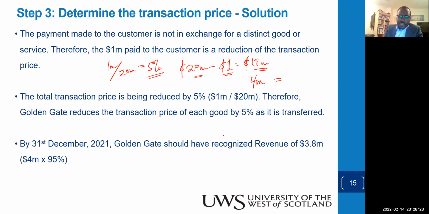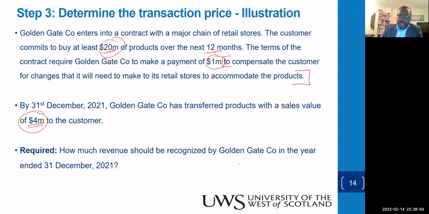Okay. So we need to reduce whatever price by 5%. So the 4 million should now be discounted downwards by 5%. So instead, we're just going to find 95% because it is 100% minus the 5%, which gives us 95%. So it will be 95% of the total 4 million we supplied to him, which gives us a value of 3.8 million. So this is what we should recognize in our books. This is what we should recognize. Again, let me take you one step.